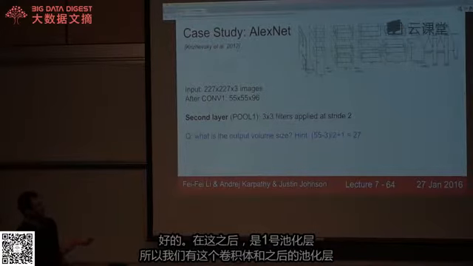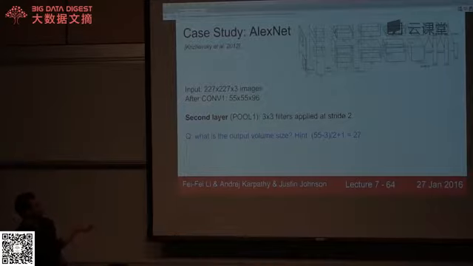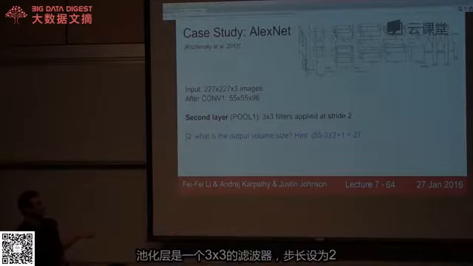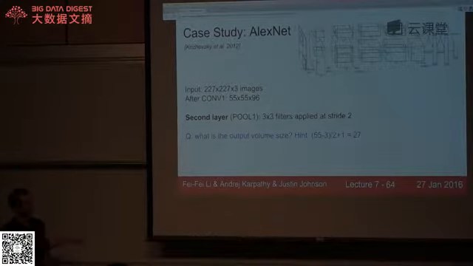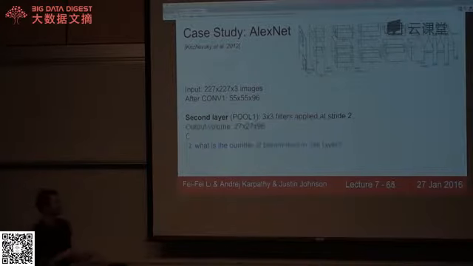Okay, so after that we do pool 1. We take this conv volume, and the next layer is a pooling layer. It has 3 by 3 filters applied at stride 2. So what is the output volume size after the pooling layer? It's 27 by 27 by 96. Okay, good.